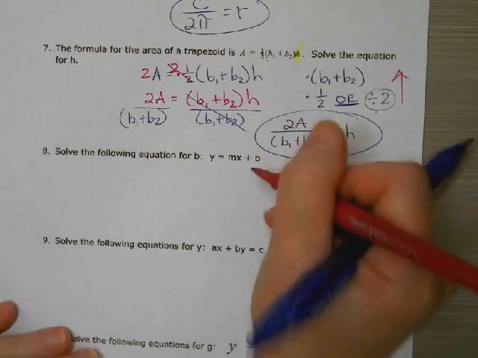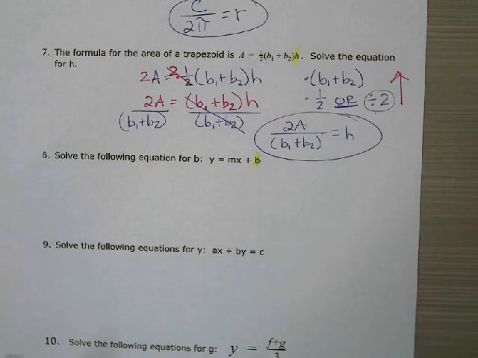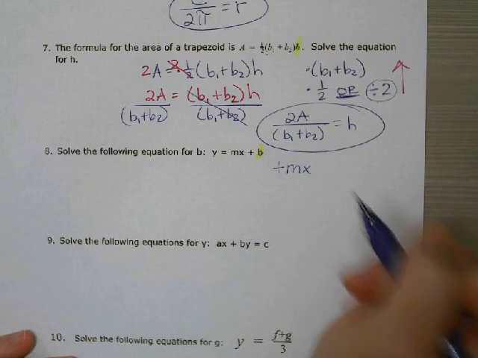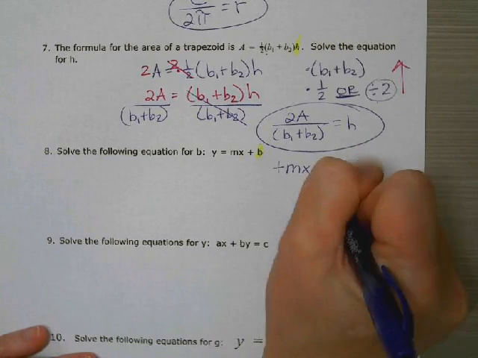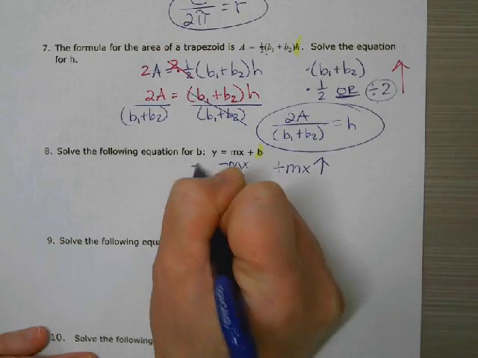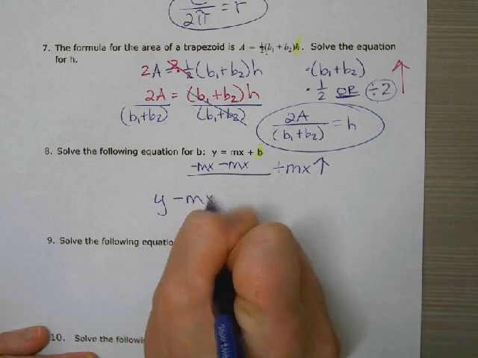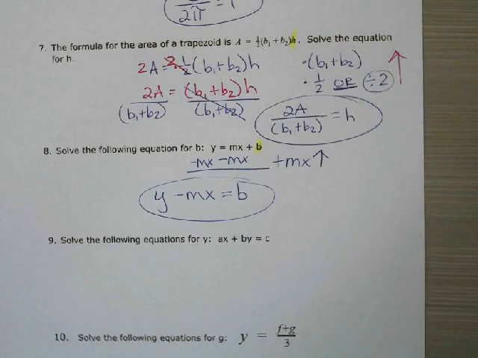Solving for b. So solving for b on this one. What's happening to b? Well, we're adding mx. So if I want to just get b by itself, the only thing I have to get rid of is adding mx. So if I subtract mx from both sides, I have y minus mx equals b. b is by itself. We are finished.